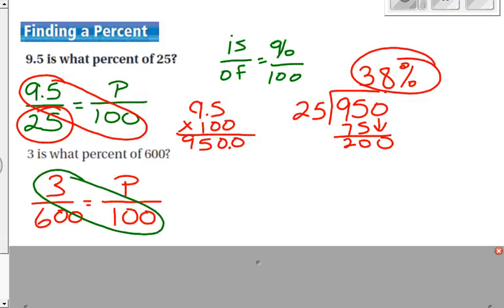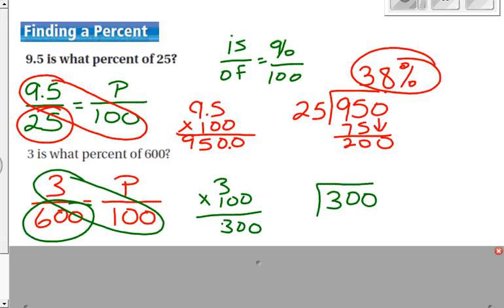3 times 100, we know is 300. And then we're going to divide by 600. 300 divided by 600 doesn't go in there evenly, so we have to add a decimal and add a 0. 600 goes into 3,000 5 times, so our answer is going to be 0.5%.